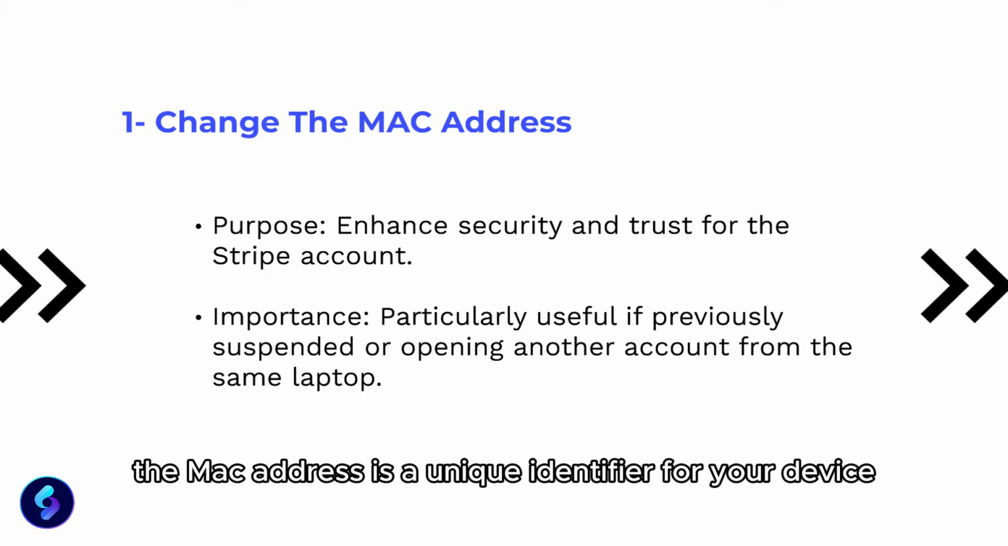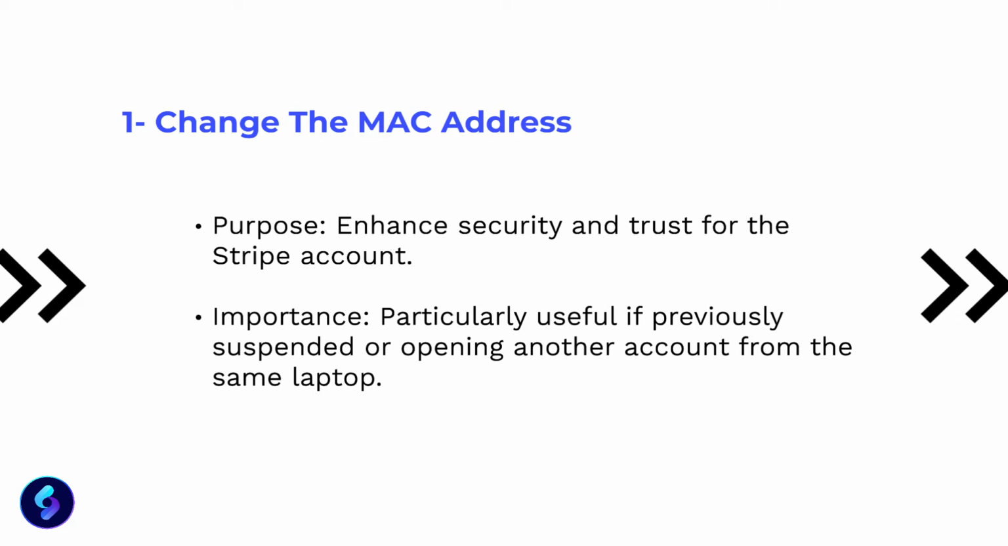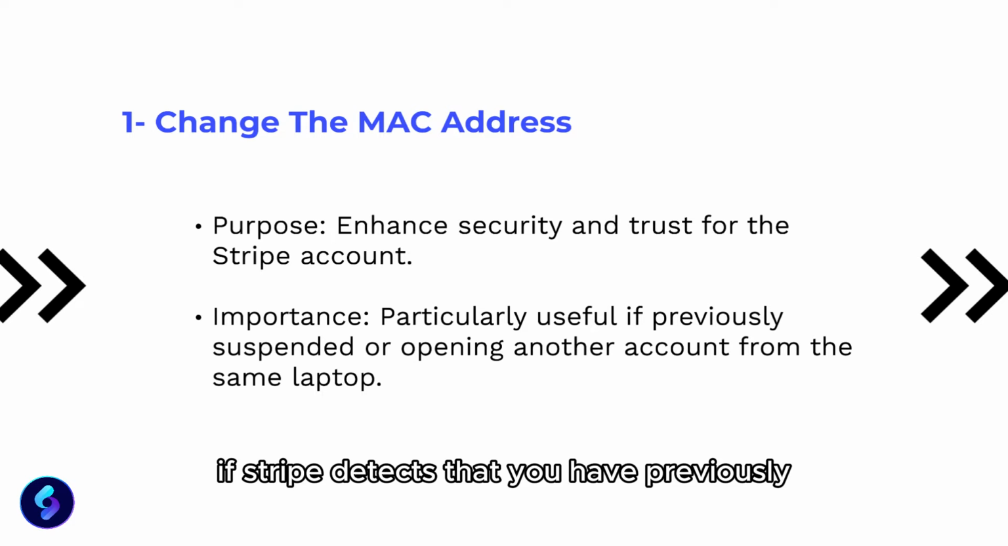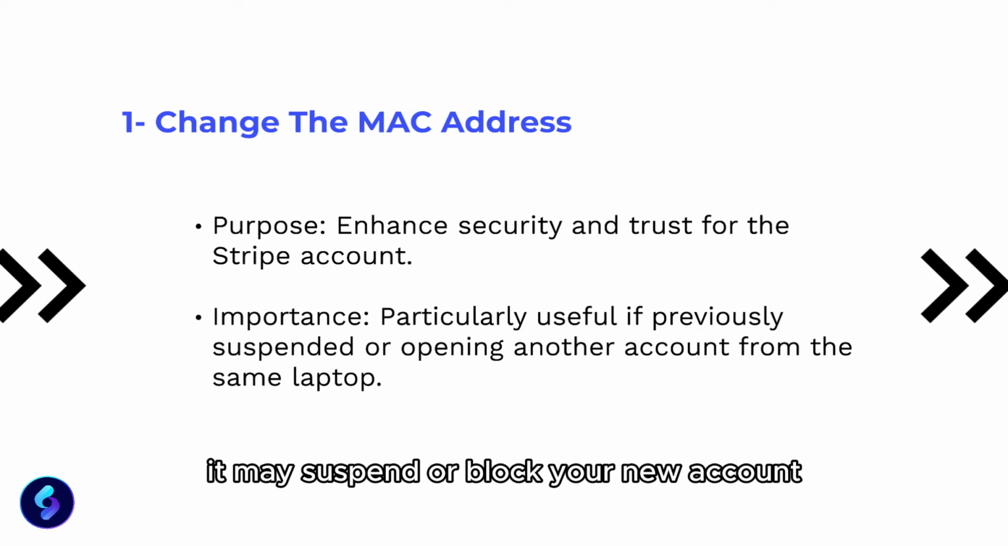The MAC address is a unique identifier for your device that Stripe uses to detect whether you've opened an account in the past. If Stripe detects that you have previously opened an account using that same MAC address, it may suspend or block your new account.